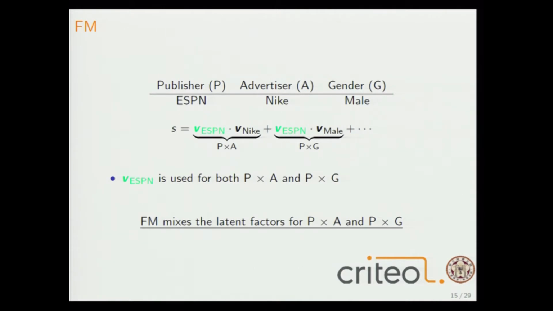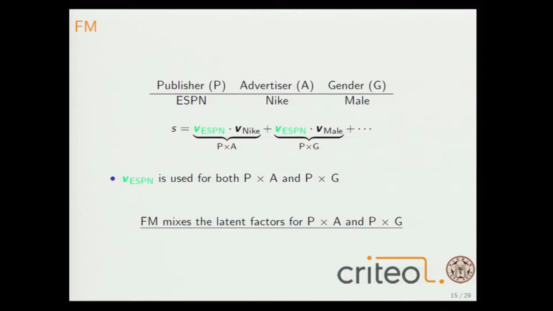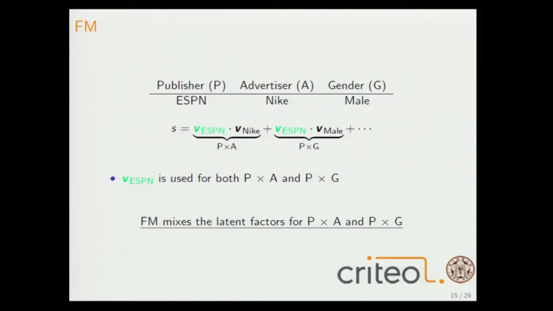In this example, when we calculate S, what FM does is V_ESPN·V_Nike plus V_ESPN·V_Male. If you think about this formulation again, when we do V_ESPN·V_Nike, we are actually learning the latent factors between publishers and advertisers. And when we do V_ESPN·V_Male, we are learning the latent factors between publishers and gender. Conceptually, the latent factors between publisher and advertiser can be very different from the latent factors between publisher and gender. However, here you see that FM uses the same latent vector for both latent spaces.